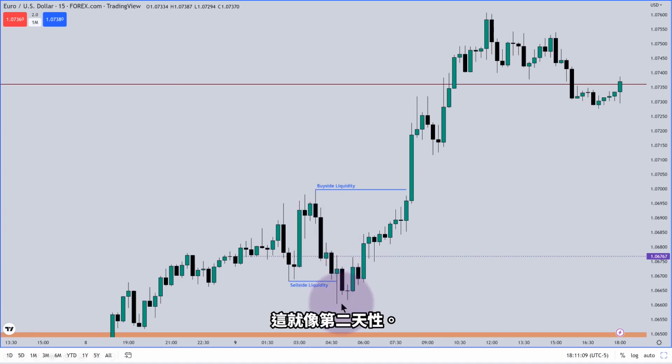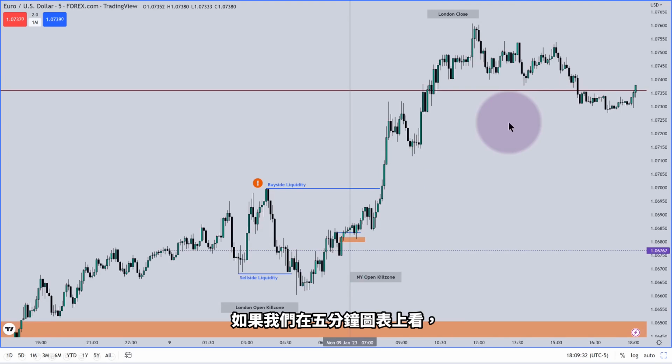So the market drops down in London open, rallies back up, takes out buy side, expands, small little retracement in, and rallies up, creating the high up here. If we look at it on a 5-minute chart, we have the London open kill zone, 2 o'clock to 5 o'clock in the morning, New York local time.